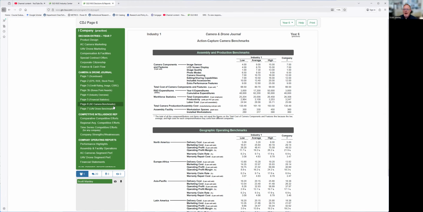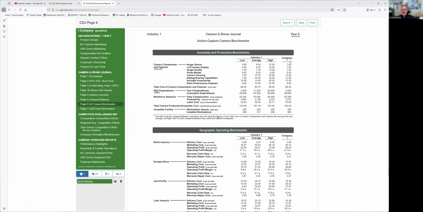To find out whether you were actually successful in achieving your desired strategic position, you need to look at the Camera and Drone Journal, and you'll want to look at the action capture camera benchmarks first, and then the UAV drone benchmarks. The action capture camera benchmarks give you, in the left-hand column up top, the low-cost producer for the camera. In the third column, it gives you the high-cost producer for the camera. In the middle column, it gives you the average cost producer for the camera. And in the fourth column, it will give you your results.